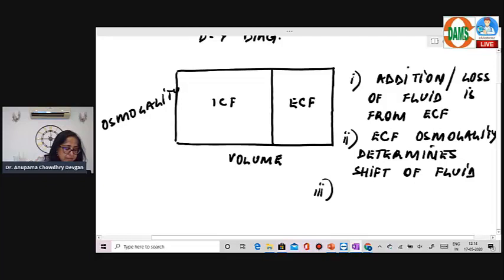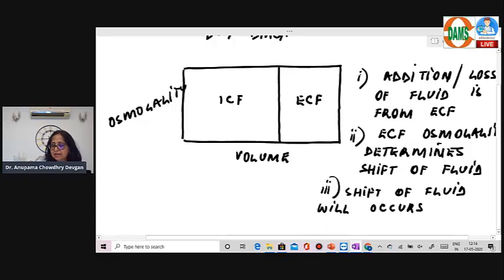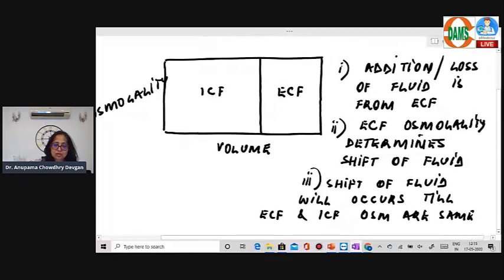Number three, shift of fluid will occur till the ECF and ICF osmolality are the same. Shift of fluid will occur till the ECF and ICF osmolality is the same. Right? So addition or loss of fluid. So these are the three basic principles that you have to keep in mind.